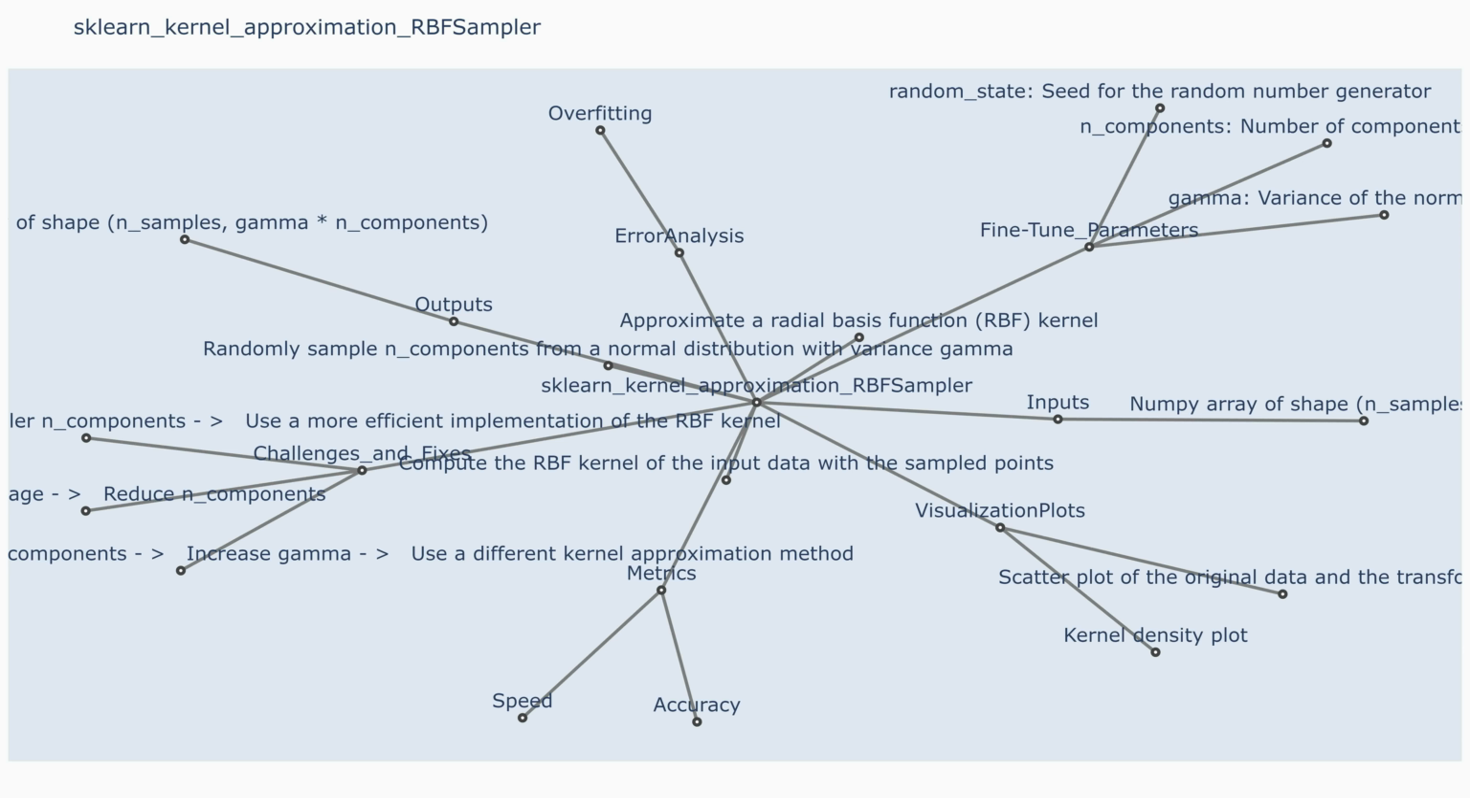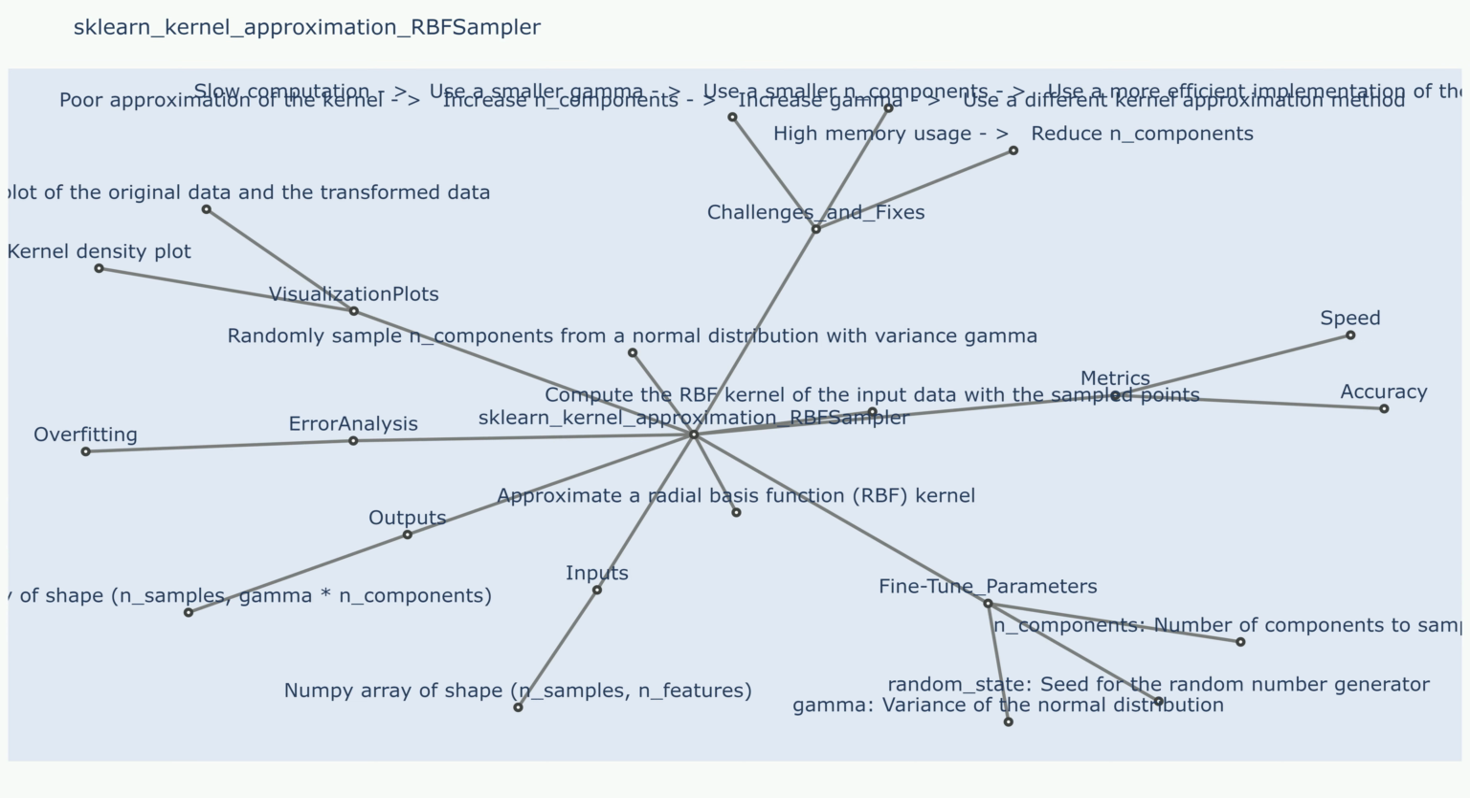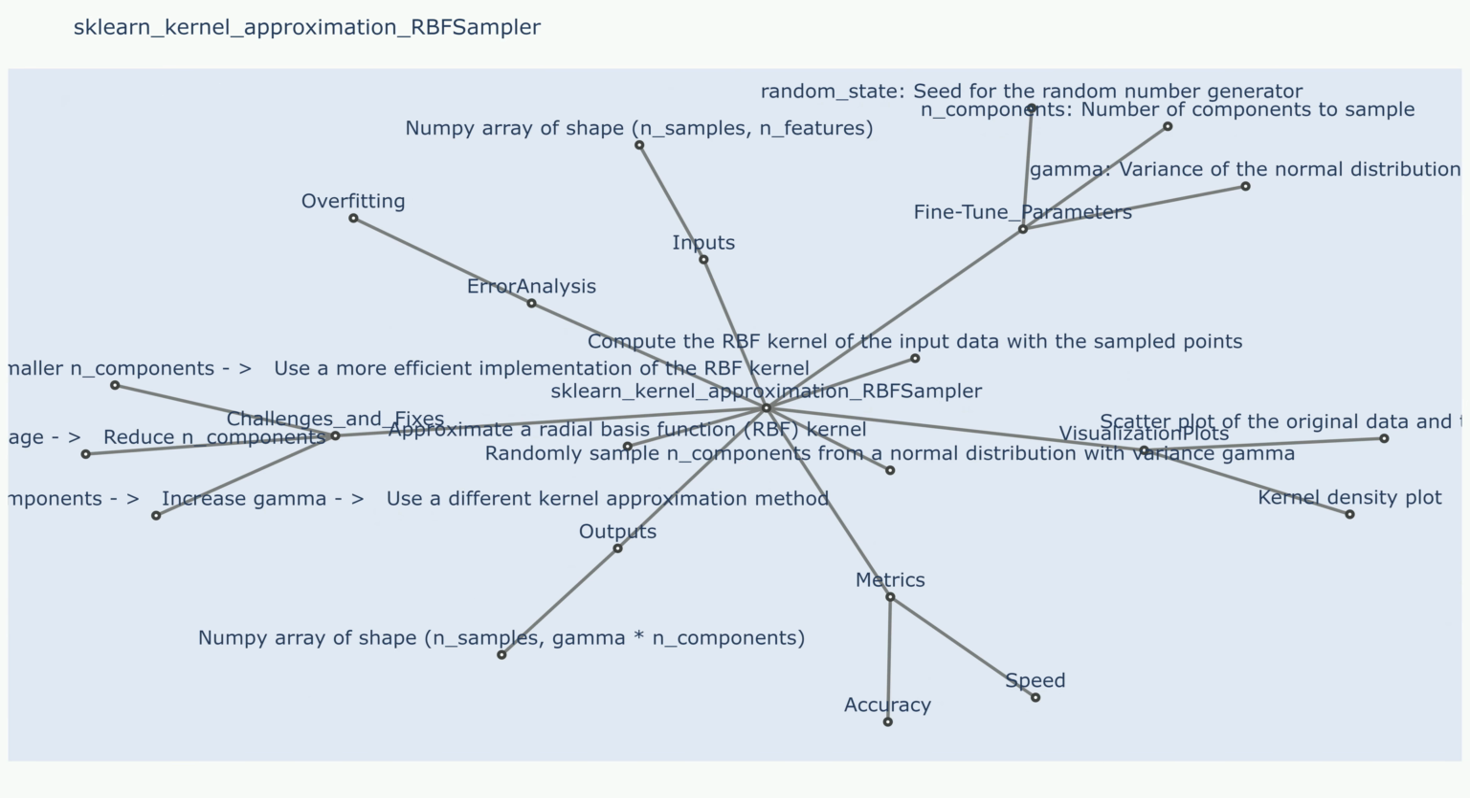sklearn, kernel approximation, RBF sampler. Description: RBF sampler is a class in scikit-learn that approximates the feature map of a radial basis function, RBF, kernel using a random Fourier feature, RFF, method. This method enables the use of kernels in linear models, accelerating the training process and reducing memory consumption compared to directly using the kernel. Inputs: gamma, a float, specifying the width of the RBF kernel.